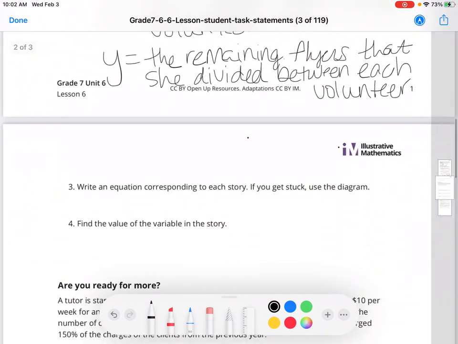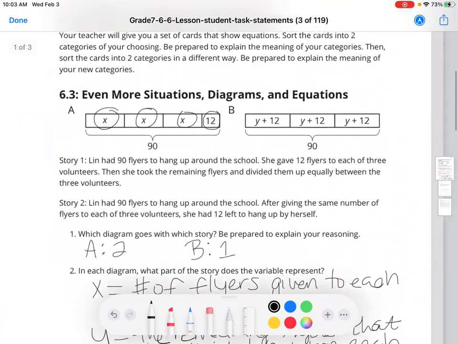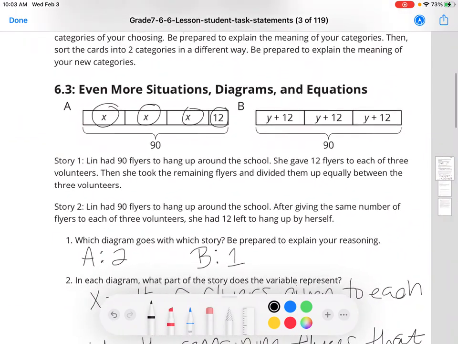Okay, number 3 wants you to write an equation corresponding to each story. So let's look at story 1. We have Lynn had 90 flowers to hang up around the school. She gave 12 flowers to each of the 3 volunteers, and then she took the remaining flowers and divided them up equally between the 3 volunteers. So our story 1 matched with diagram B.